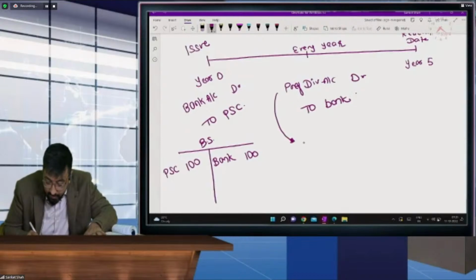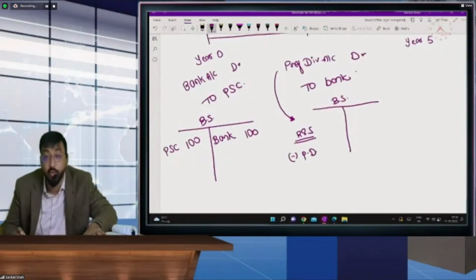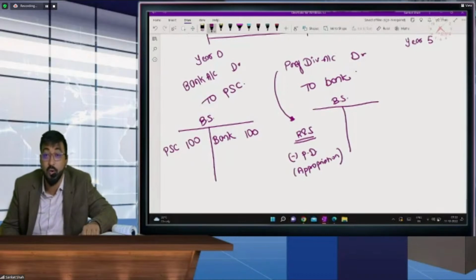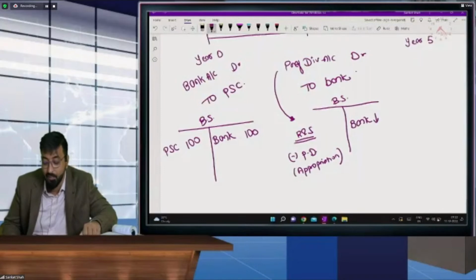And how is this preference dividend going to affect the balance sheet? In the balance sheet, we have reserves and surplus, so from that, preference dividend is going to reduce. That's why it is called an appropriation item. It is called appropriation because you are not recording it in the P&L account. If profit is there, you are going to pay preference dividend, but in case of interest, it is not the correct way. So bank balance is going to reduce.